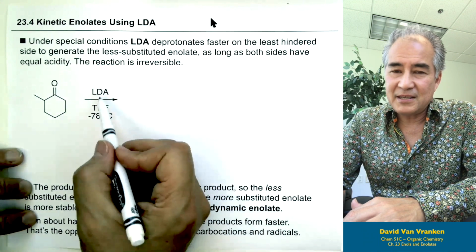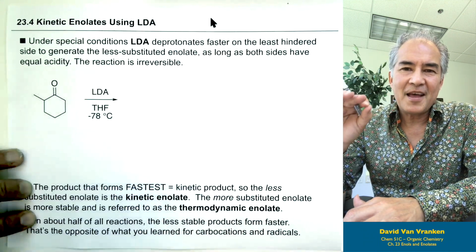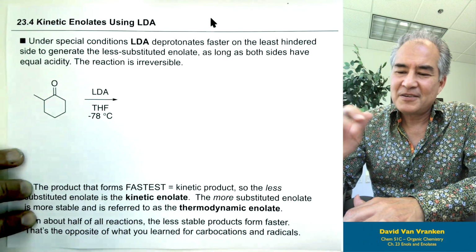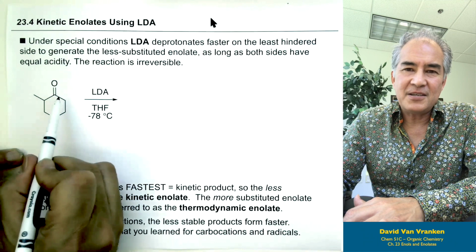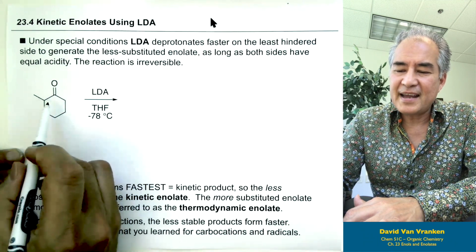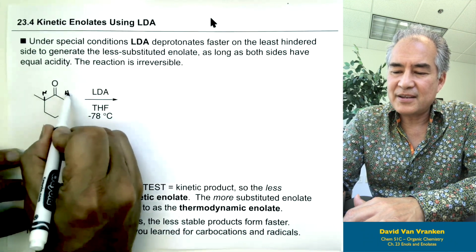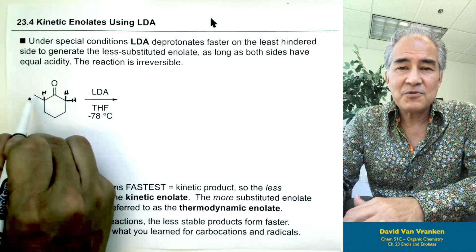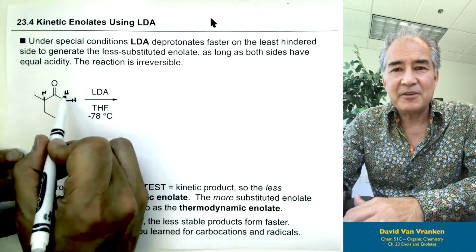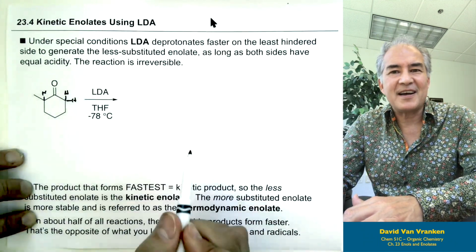Now, if you use these very special conditions to deprotonate next to a carbonyl, LDA is exquisitely regioselective. So when you have a carbonyl compound, a ketone that is not symmetrical on both sides, one side has one H and a methyl group, the other side has two H's, that extra methyl group creates enough steric hindrance with the LDA that the LDA will selectively deprotonate on the less hindered side.